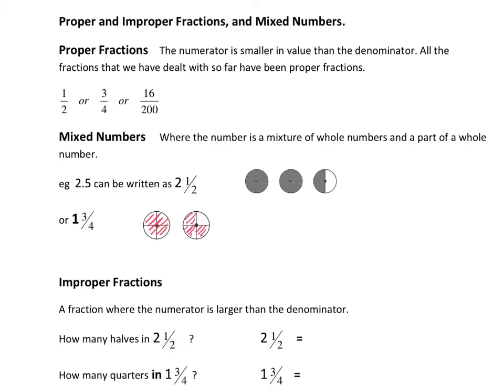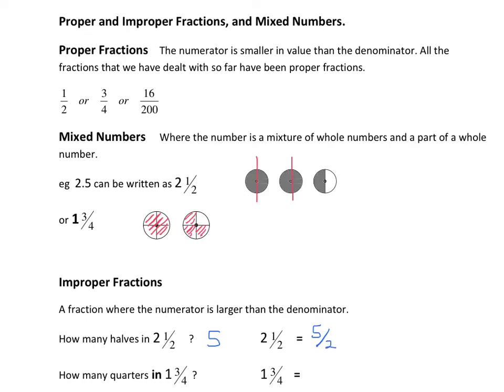So if I take my shaded 2 1/2 circles, how many halves do I have? 1, 2, 3, 4, 5. There are 5 halves in 2 1/2. So that means I can write 2 1/2 as 5 halves.